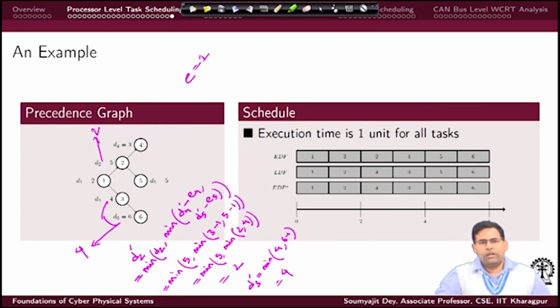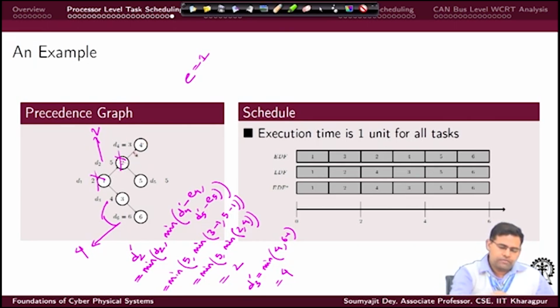Now, if I have taken LDF or EDF star, what is happening is D2's recomputed deadline is 2 and D3's recomputed deadline is 4. So it will schedule D2, right. That is why you see, of course, LDF and EDF star, like I said, have to be the same. So it takes the second task, and after the second task, which task to take? Well, once this second task is taken out of the equation, this is done, this is done.